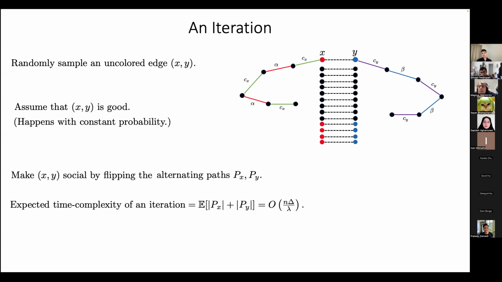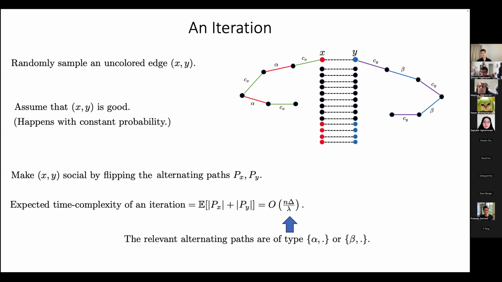We perform lambda by delta many iterations, and this gives us a running time of big O of n to create a 1 over delta proportion of these edges to have the exact same type. And once again, this bound really just follows from a very basic averaging argument, saying that for all of the paths that have alpha as one of the colors, the total length of all of these is just going to be n times delta, and the same holds for beta.